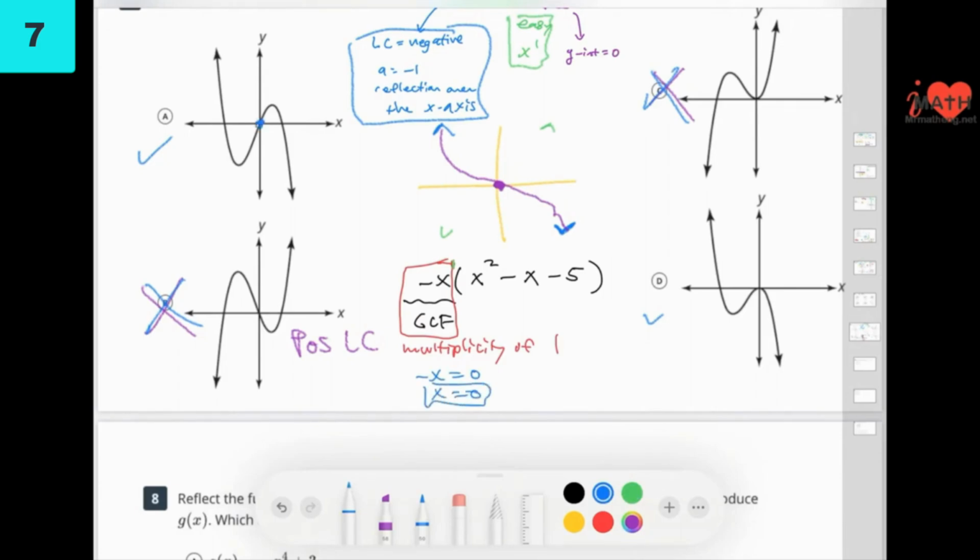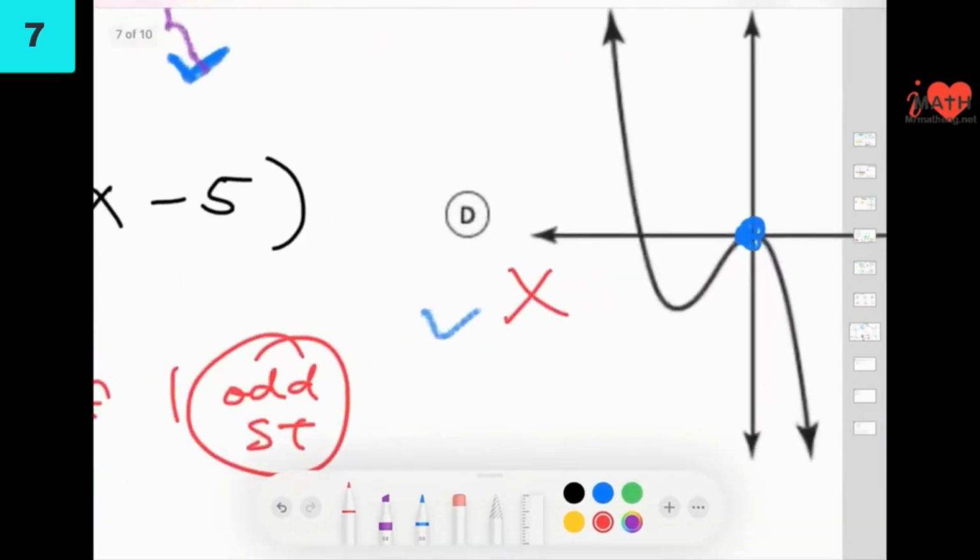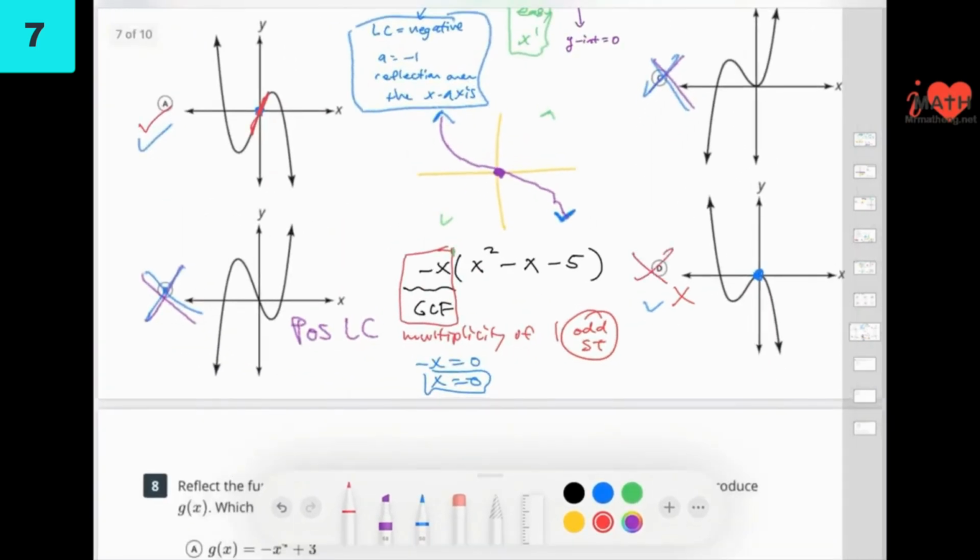And so both of the graphs have it, but you're looking at its multiplicity there. Remember, this is odd multiplicity, which is a shoot through. This is shooting through the x-axis, and this one is not. This one is doing a bounce or a kiss, so it's not D. Our correct answer is going to be A. I actually did this without using a graphing calculator.